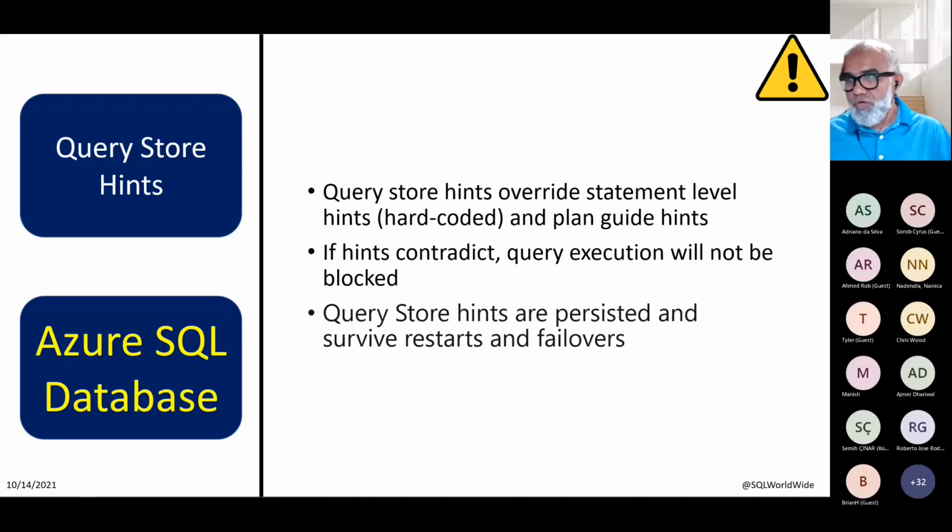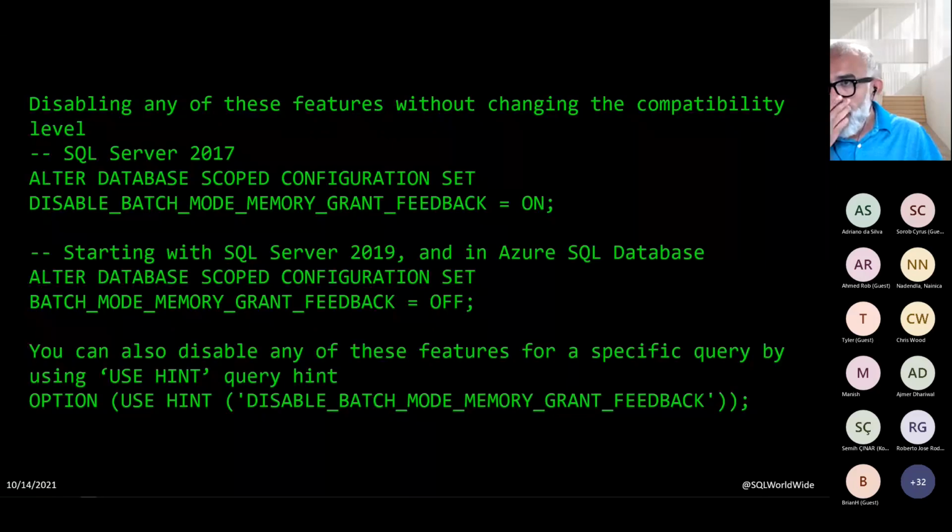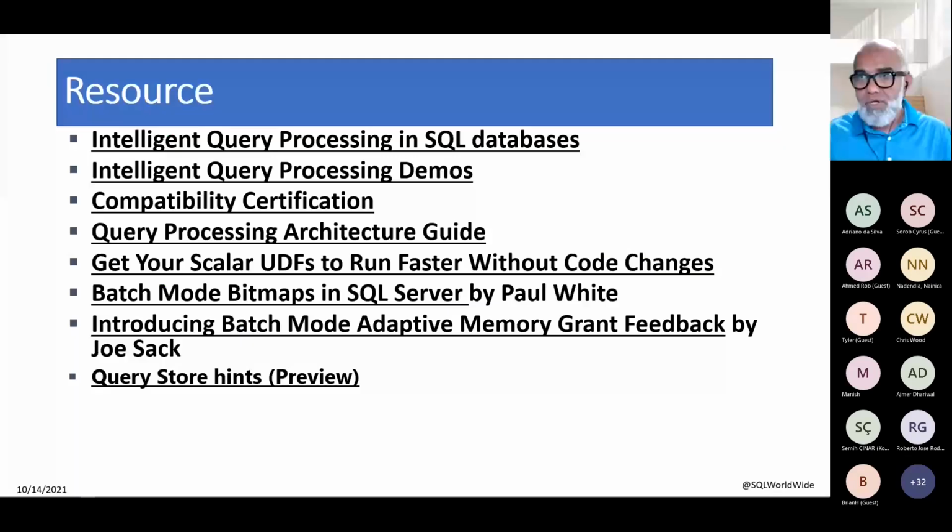Remember, there are a couple of things. Query store hints will override a hard-coded hint in the query itself. If hints contradict, your query execution will not be blocked, the hint will just be ignored. Query store hints are persisted, and they will survive a restart or a failover. I talked about disabling this, so these are a couple of examples of how you can disable it at a database level or at a query level.